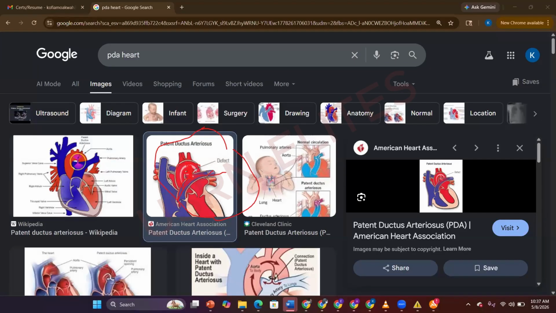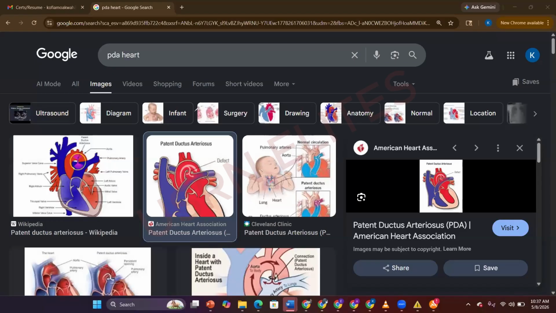But right after birth, this connection has to close, right? So when you have a baby and within a few days after birth it doesn't close, that's where it becomes an issue. Like I was saying, indomethacin closes the indoor. So that's maybe a trick for you to remember. Indo closes indoor, right?